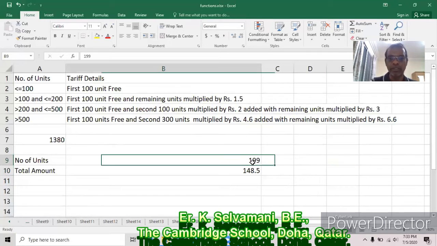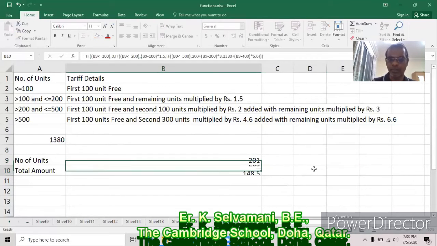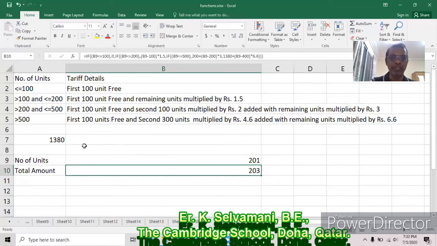So what will happen if it is 201? It gives 203. It comes in the third slot. The total number of units recorded is 201. First 100 units are free. So what will be the remaining? Sorry, 101. Out of this 101, the second 100 units should be multiplied by 2. Then we are having 200 rupees. Then the remaining unit will be only 1 unit. That 1 unit should be multiplied by 3. 1 into 3, 3 rupees. So 200 plus 3, it gives 203.